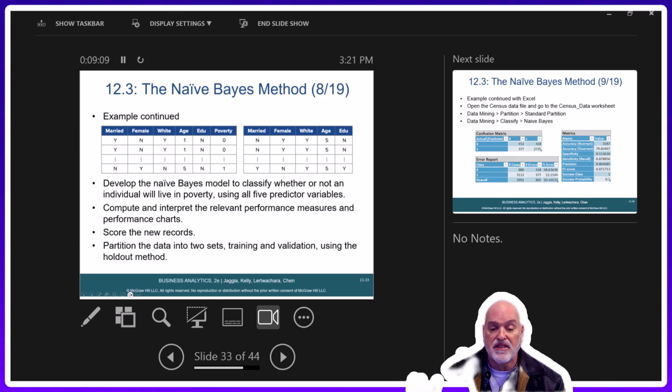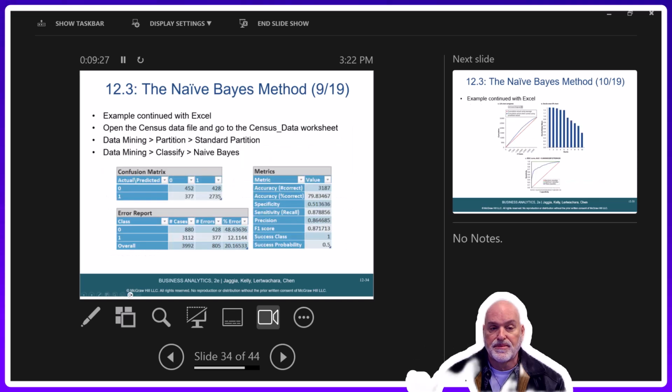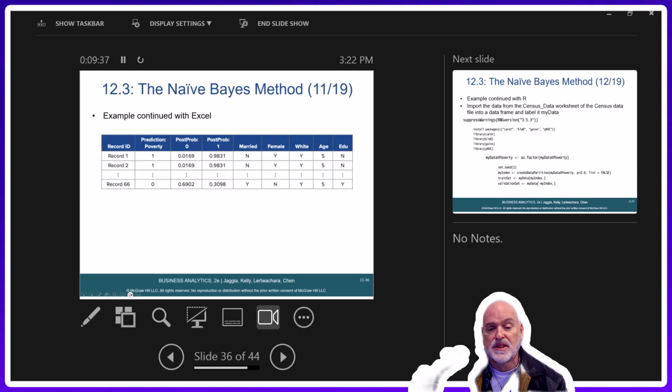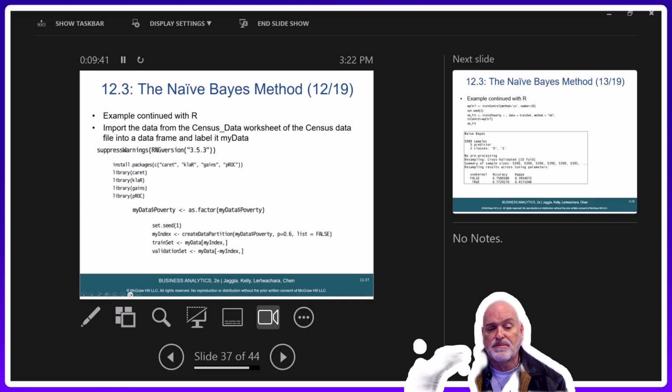So, develop the naive Bayes model to classify whether or not an individual lives in poverty, using all 5 predictor variables. Compute and interpret the relevant performance measures and performance charts. Score the new records, and then partition the data into 2 sets, training and validation, using the holdout method. Here's the example that we did with Excel. More Excel, we show the charts. Continued. Then with R.